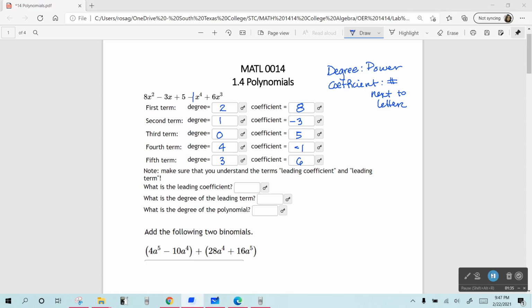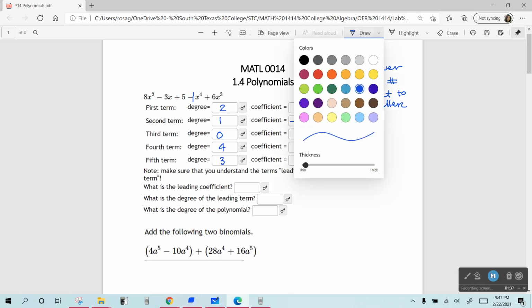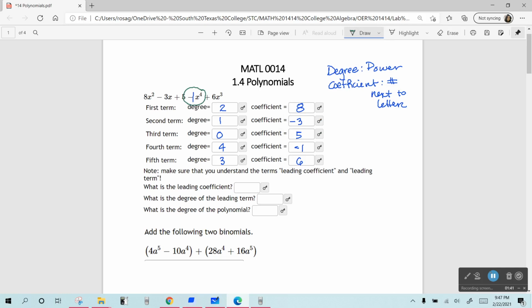What is the leading coefficient? So what you're going to do to figure out the leading coefficient is locate where the highest power is. So that would be this one, the 4. So then the leading coefficient is the number right next to it, so it would be -1. The degree would be 4. The degree of the whole polynomial is the highest power. You see there.